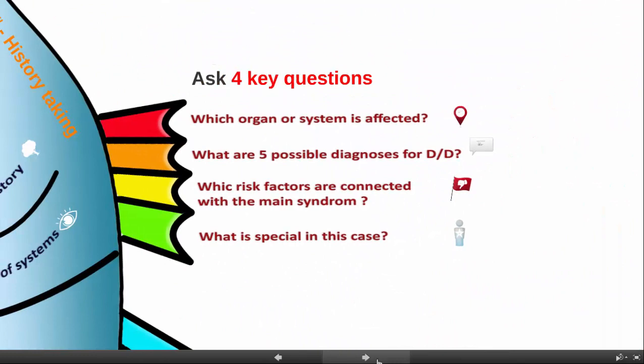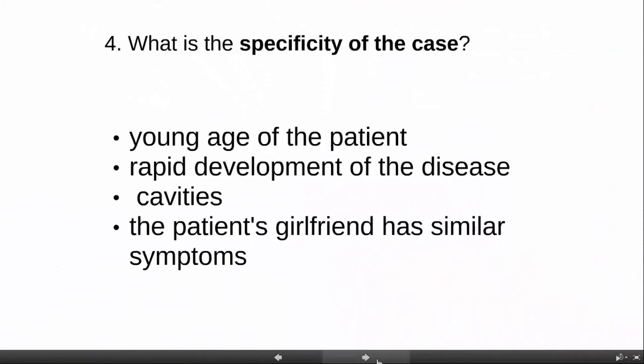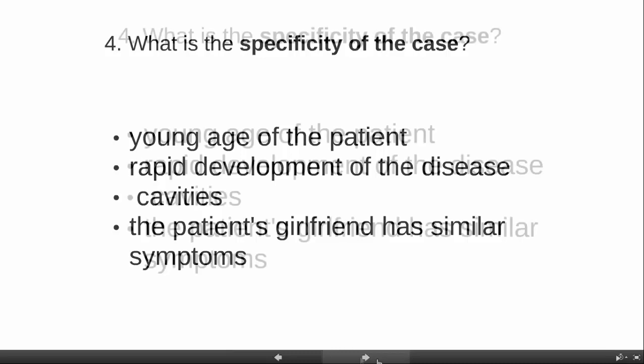And the last question: what is so special in this case? What makes it different? It is the young age of our patient. It is the rapid development of the disease. We found that there were cavities and the patient's girlfriend has similar symptoms, which is important for me as a family doctor.